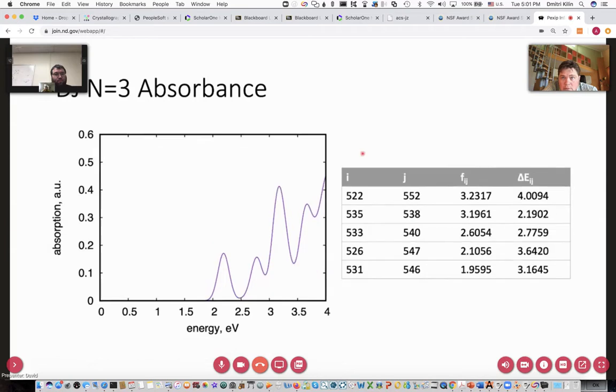And in the n equals 3, we once again see distinct peaks with the lowest peak. HOMO is 536 for this one.